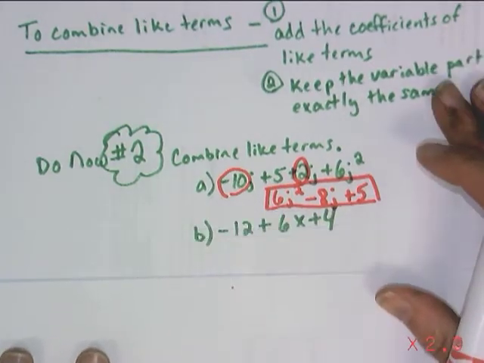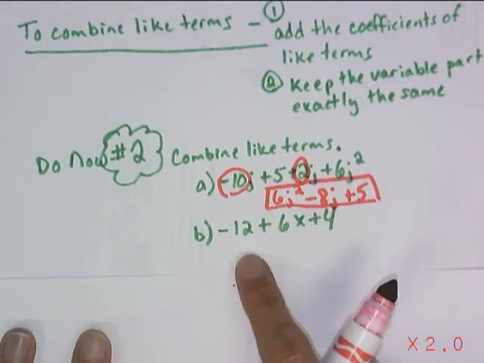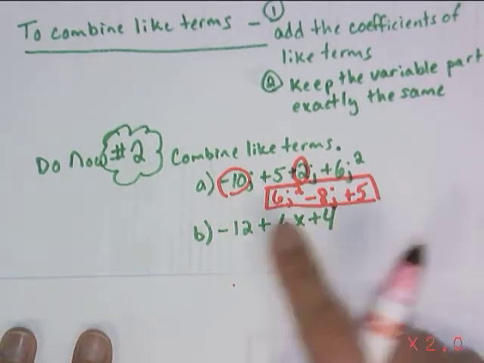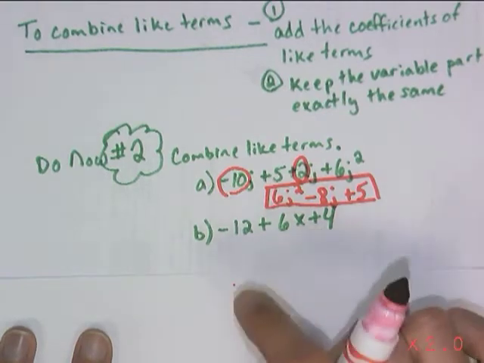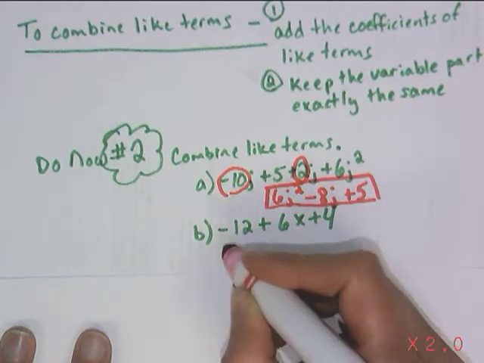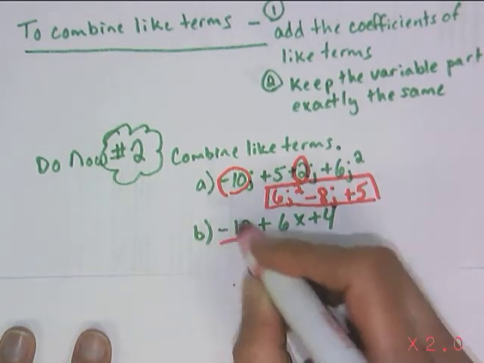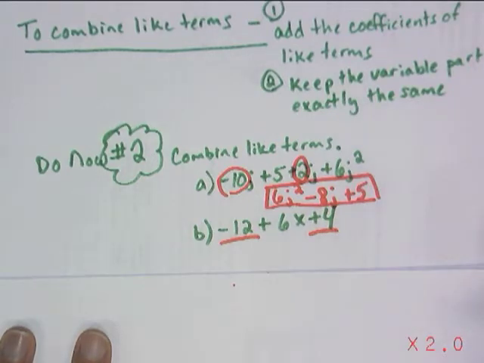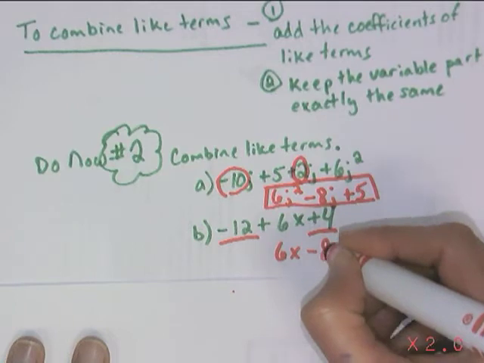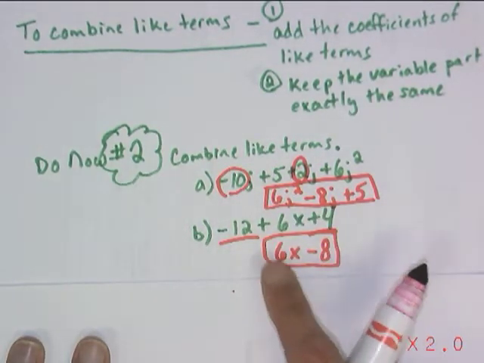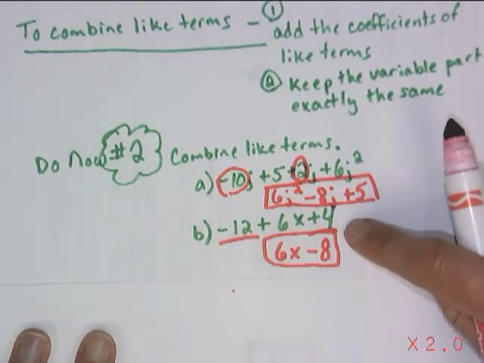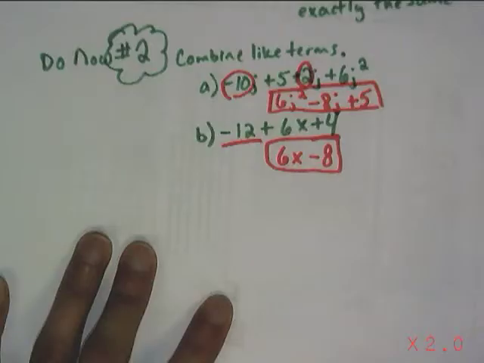Okay? The second one is negative 12 plus 6x plus 4. You have a trinomial, and I have to combine the like terms. And in this case, only the constants are able to be combined. So I can combine a negative 12 with a positive 4 to make 6x minus 8. We cannot combine variable terms with constant terms, so in the end, this trinomial became this binomial.